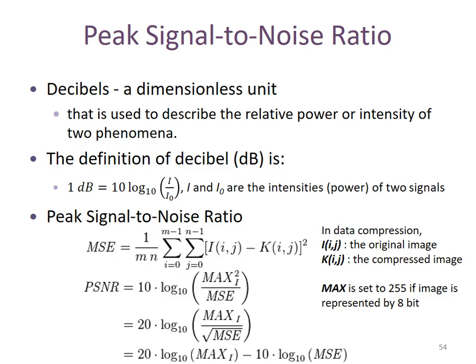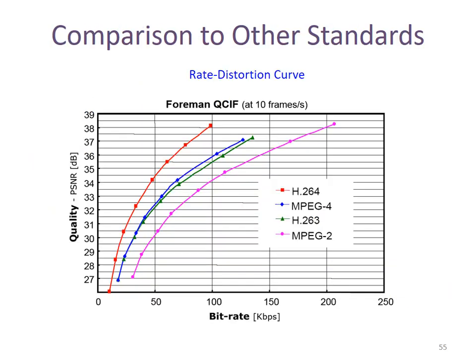Okay. Based on the definition of PSNR, we can use these two indicators, bit rate and quality, to indicate the performance of different codecs.